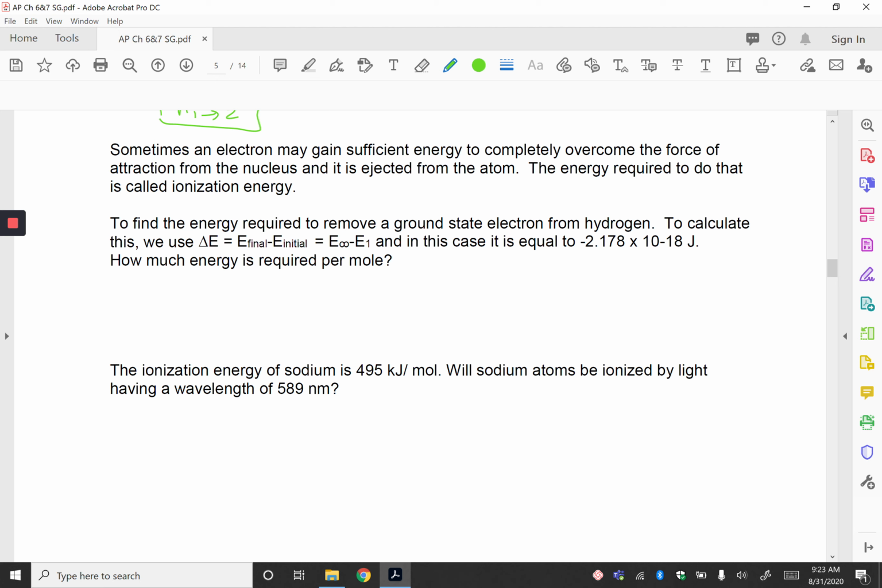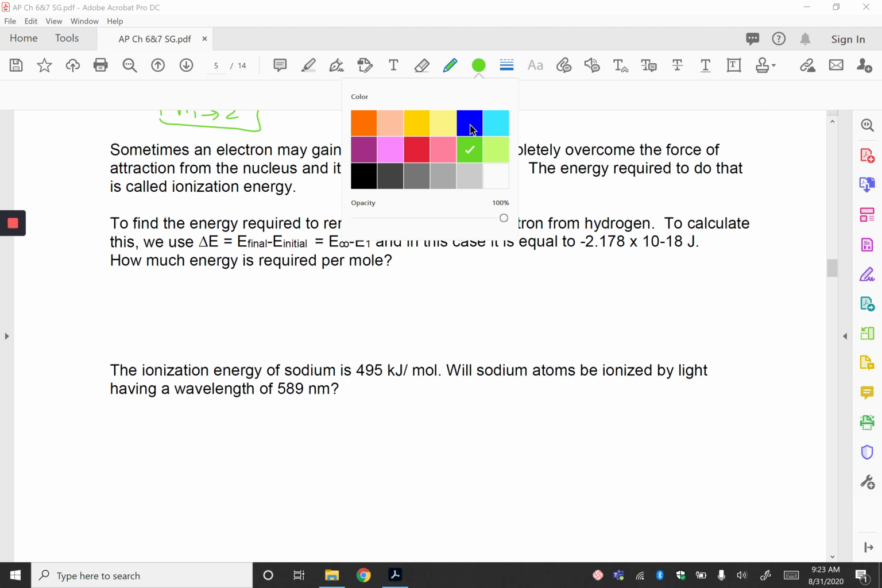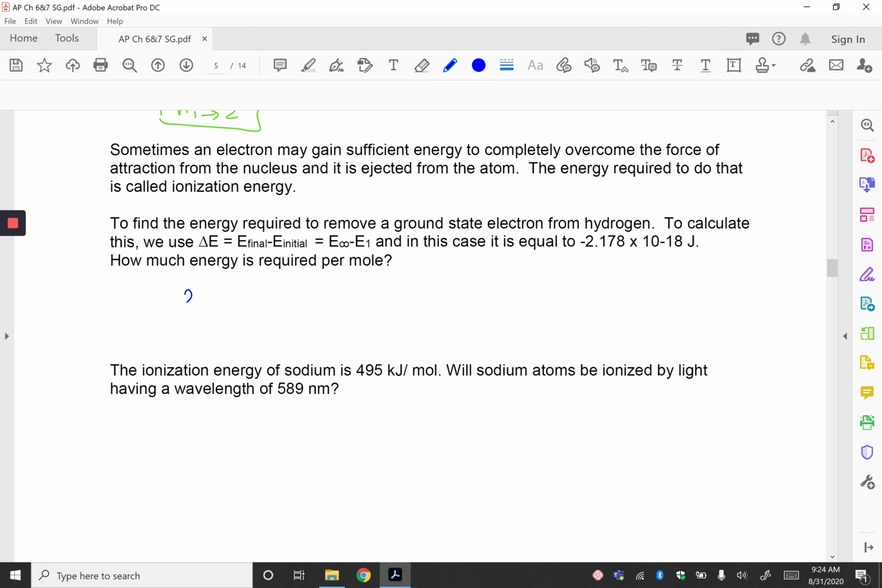One question they could ask on the AP exam is give you this ionization energy. This is for one electron, right? And could ask it how much per mole. So how would you do that? That would be a fair question on the AP exam. So let's write this down. We have 2.178 times 10 to the negative 18 joules.